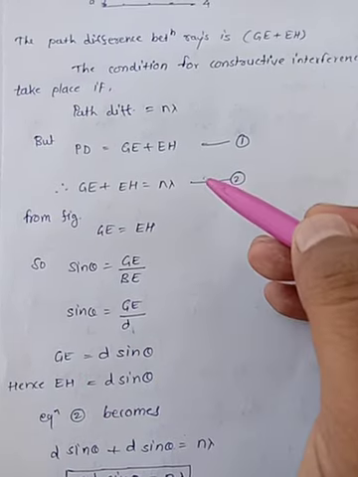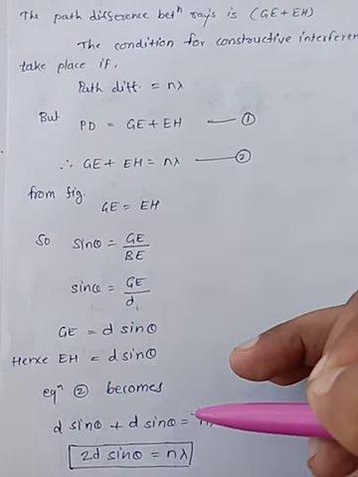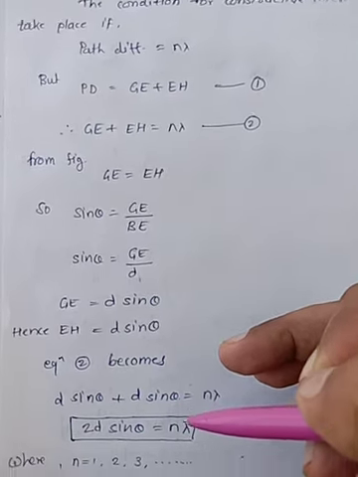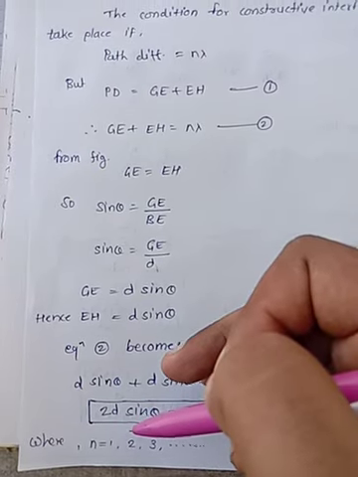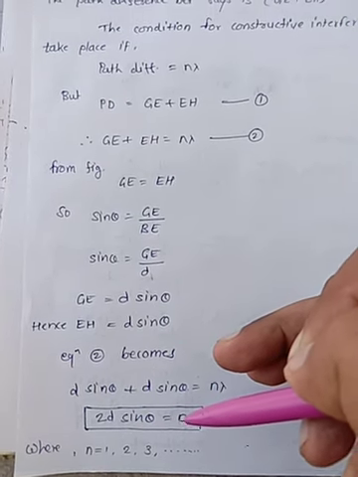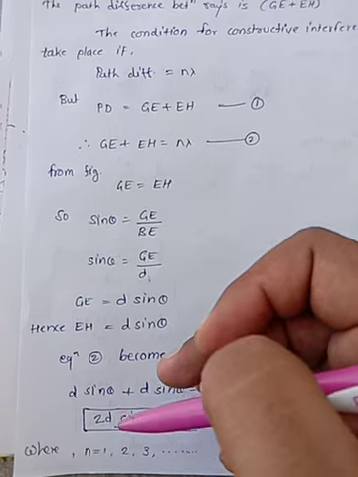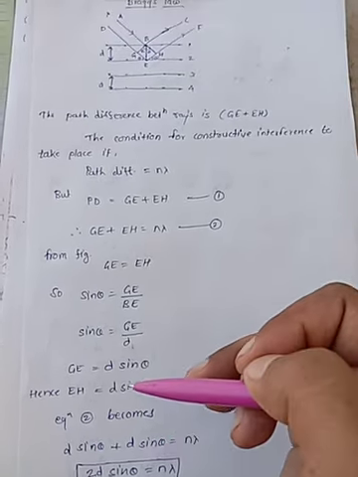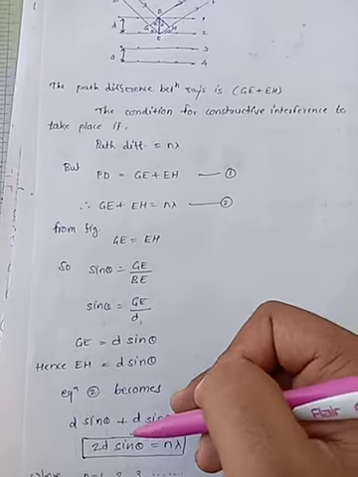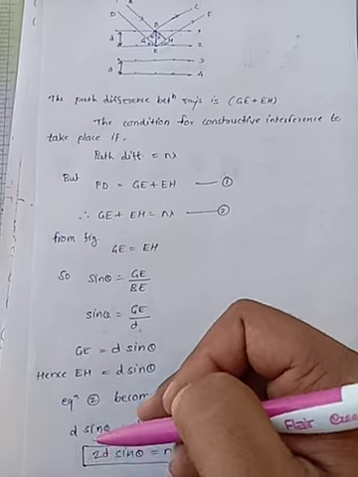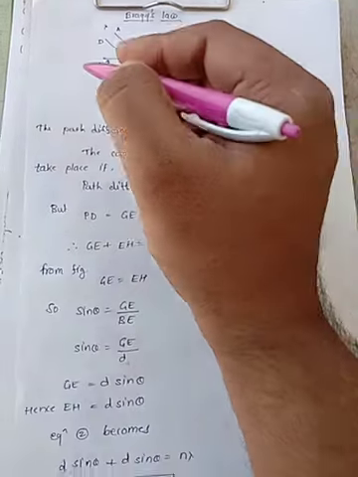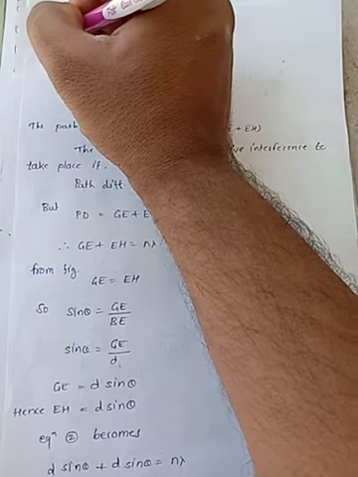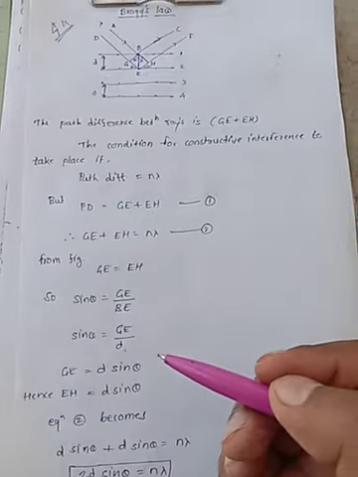So equation number 2 becomes d sin theta plus d sin theta is equal to n lambda, or 2d sin theta is equal to n lambda, where n is equal to 1, 2, 3, etc., and n is the order. So 2d sin theta is equal to n lambda. This is Bragg's equation. This point is asked for 4 marks.